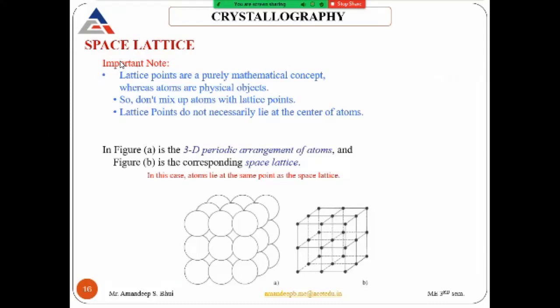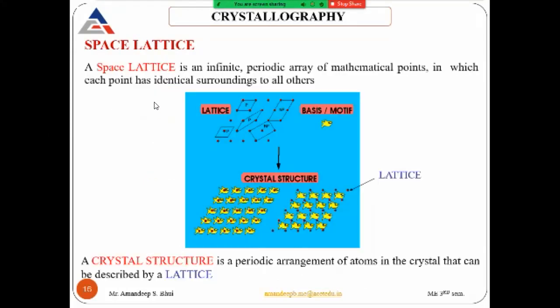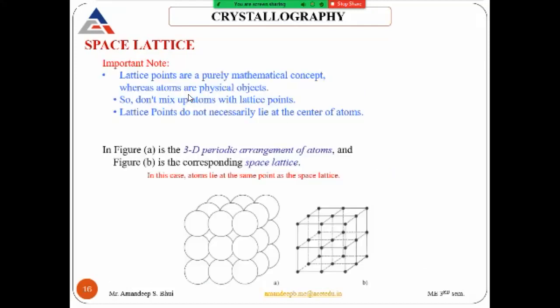The lattice points do not necessarily lie at the center of the atom. Now, in the previous example, if you see, this fish is an atom. So the arrangement of this atom can be anywhere. It can be at the lattice point, or it can be in between the lattice points. Okay. So hence, the lattice points do not necessarily lie at the center of the atom.